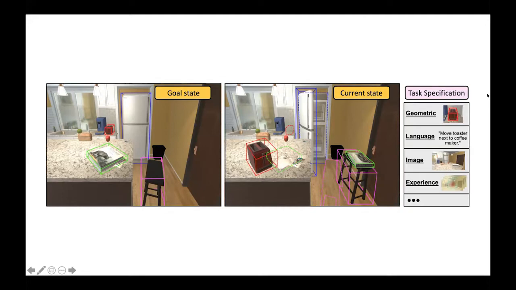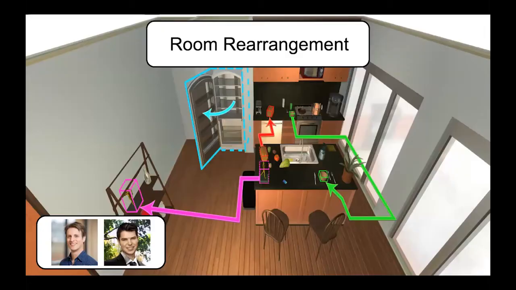So the task can be specified in many different ways. It can be geometric. For example, we can say we want the toaster to be at coordinate 2, 3. Or it can be specified using language. For example, move toaster next to the coffee maker. Or we can provide an image of the goal instead. Okay, so I'm going to talk about a specific instantiation of rearrangement, a project that was led by Luca and Matt, and the project is about rearranging a room.